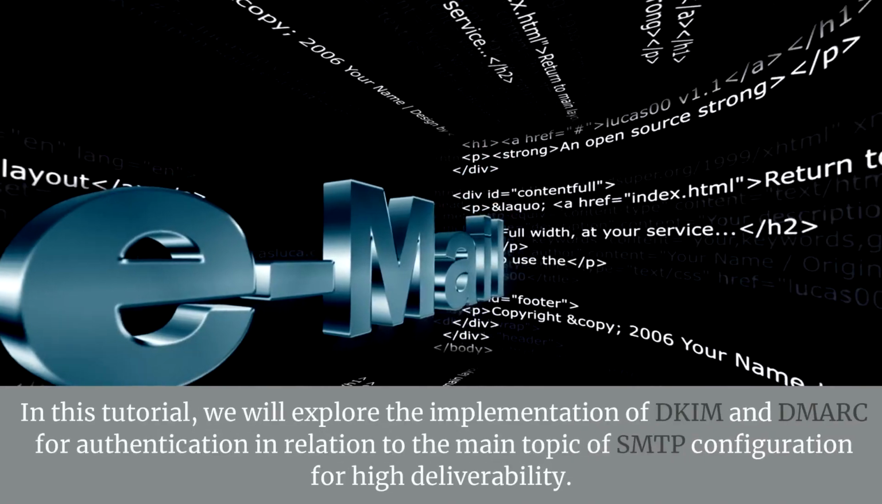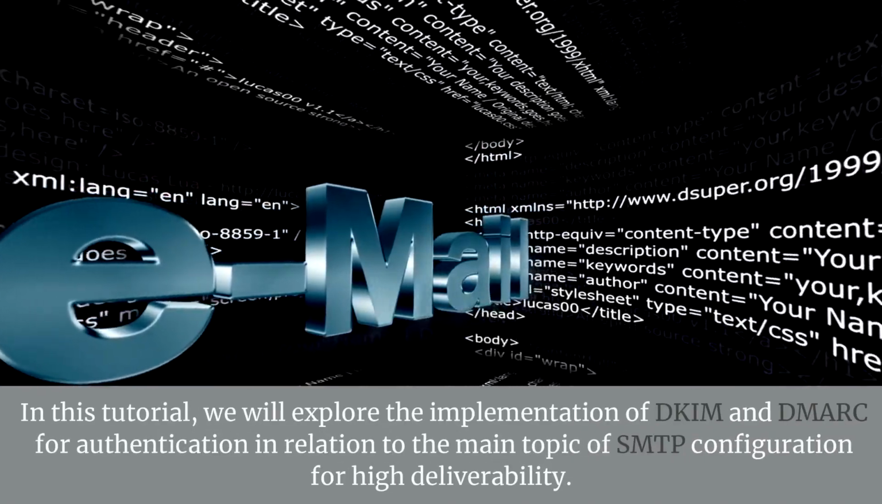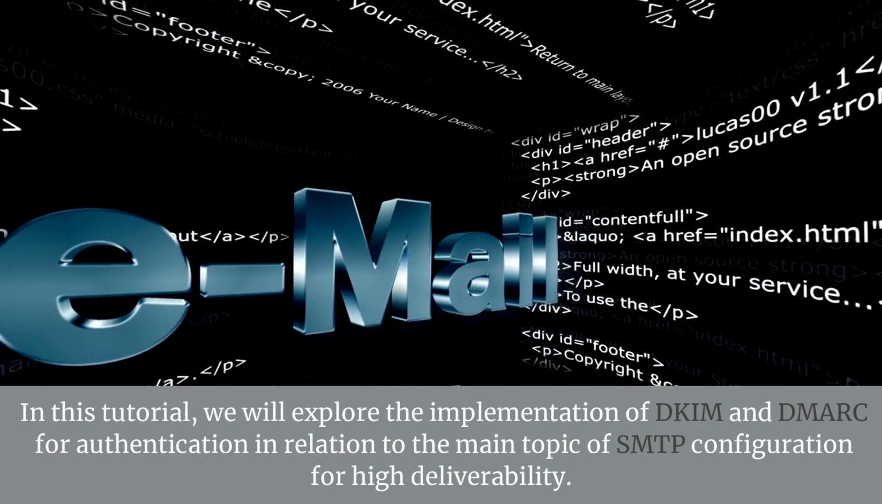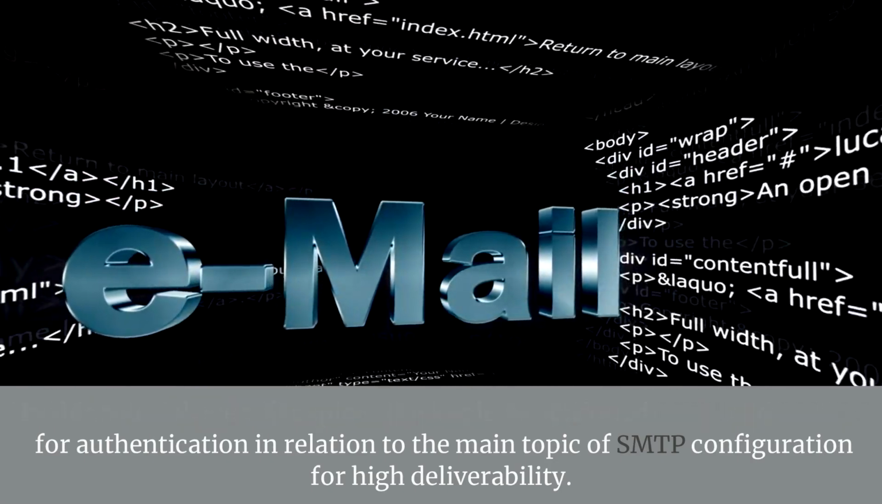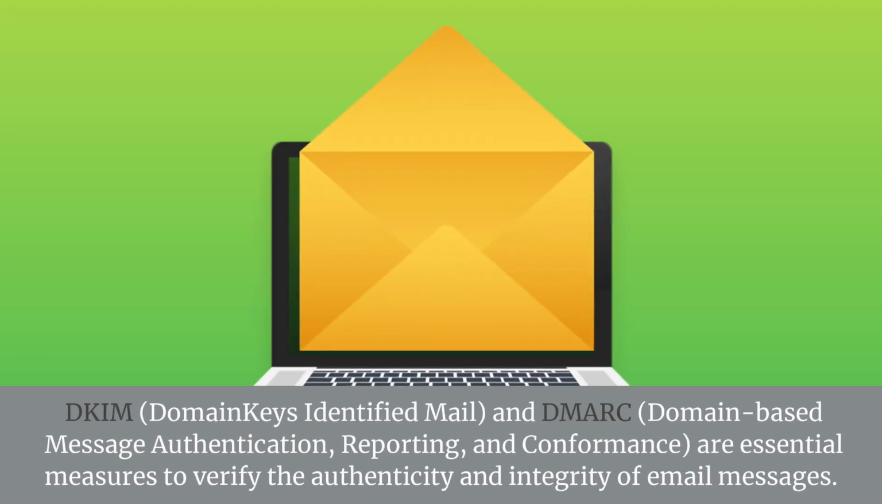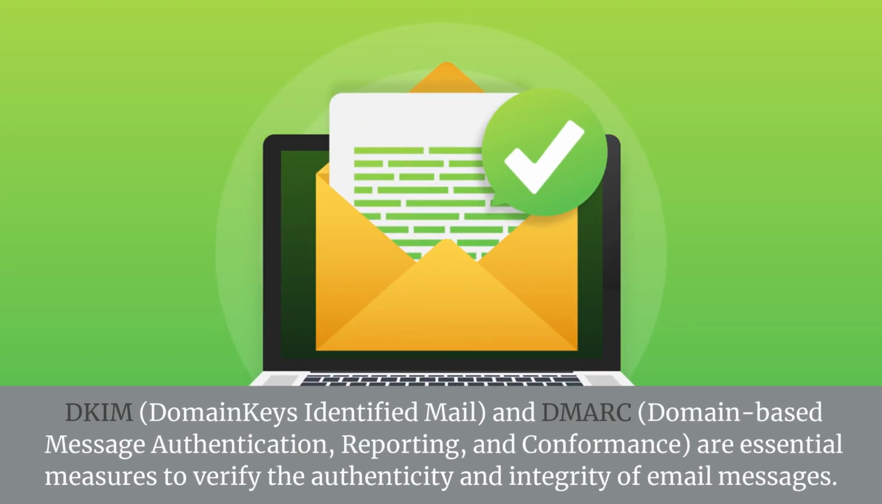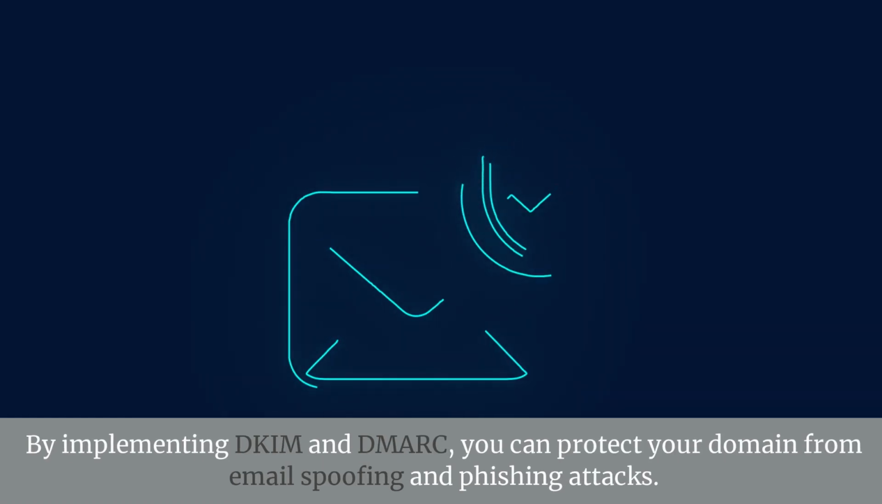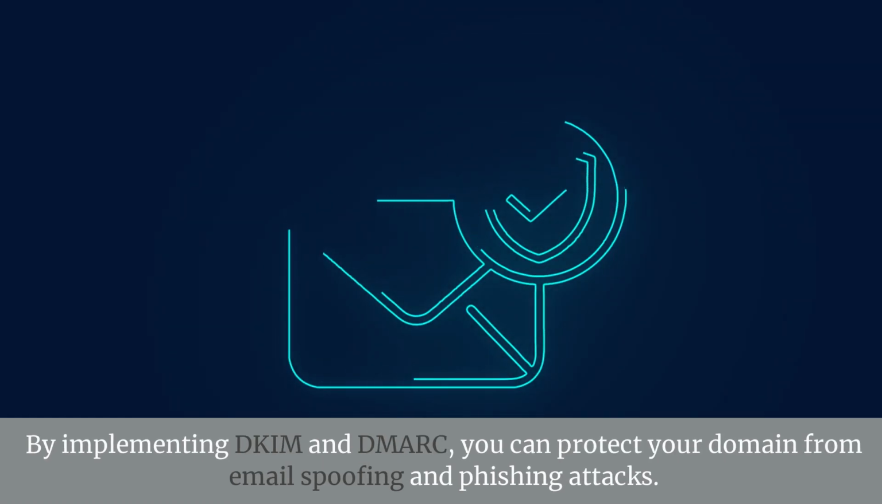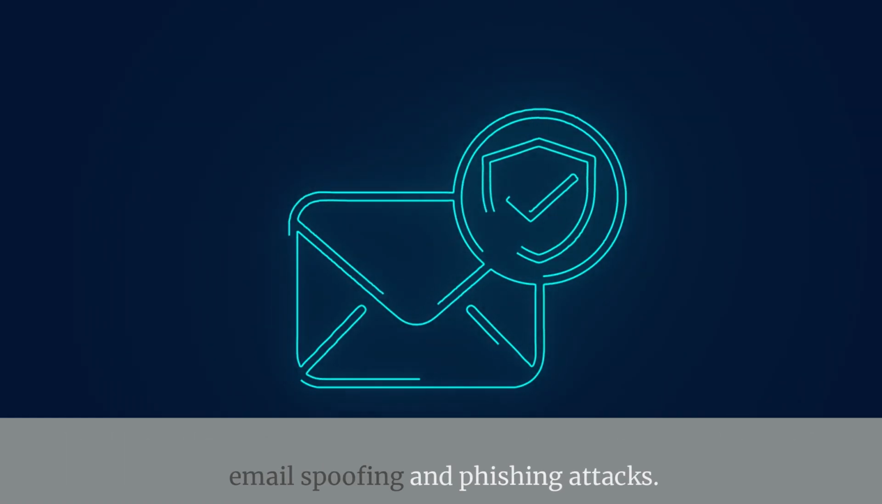In this tutorial, we will explore the implementation of DKIM and DMARC for authentication in relation to the main topic of SMTP configuration for high deliverability. DKIM, Domain Keys Identified Mail, and DMARC, Domain-Based Message Authentication, Reporting, and Conformance, are essential measures to verify the authenticity and integrity of email messages. By implementing DKIM and DMARC, you can protect your domain from email spoofing and phishing attacks.